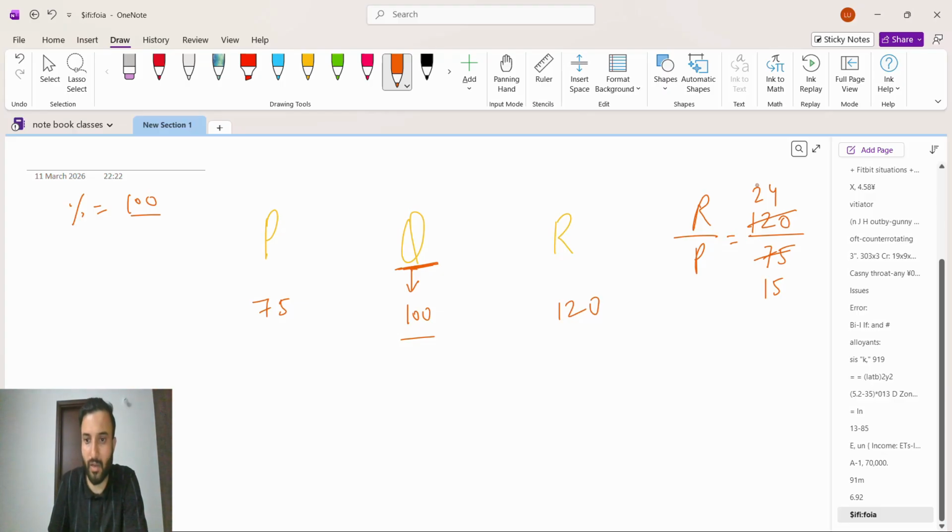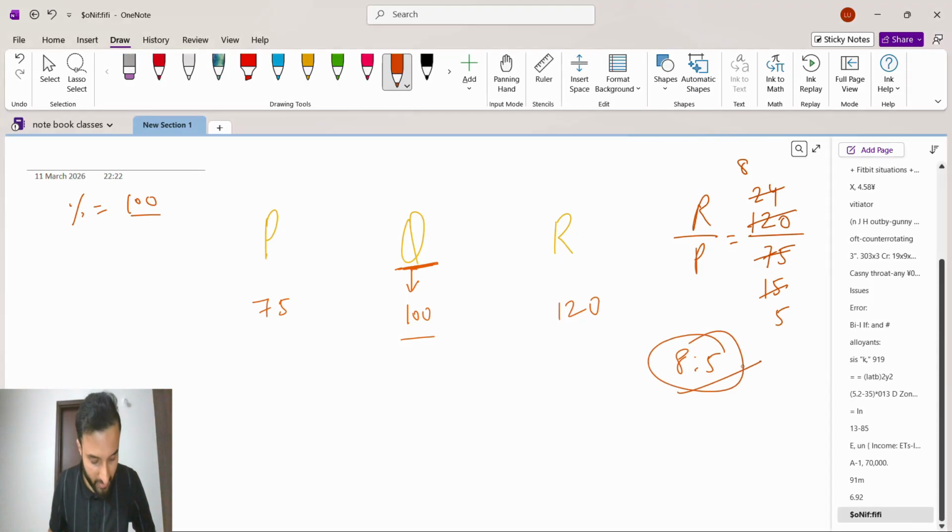Sorry guys, it will go by 3 again: 8 is to 5 is the correct answer. Yes guys, 8 is to 5 is the correct answer. Okay, now guys this is the end, but this is not the end.